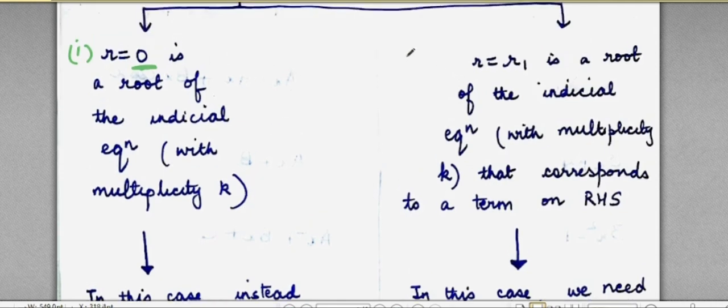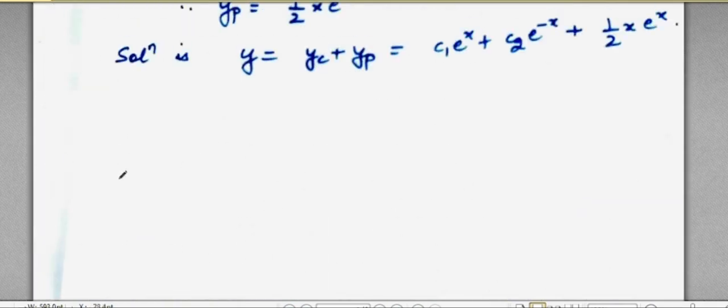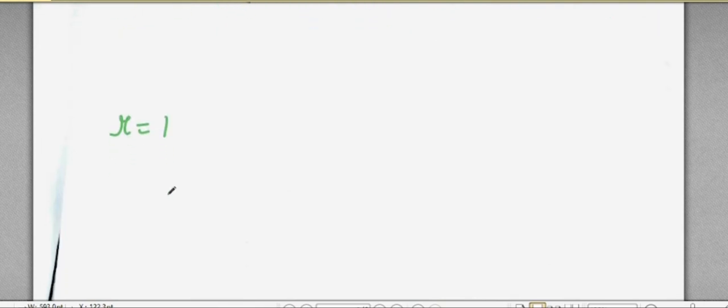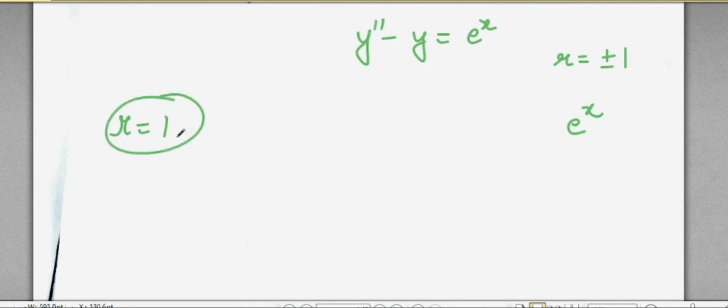The second situation is that there is a root of the characteristic equation which corresponds to a term on the right hand side. What do we mean by that? Suppose r equal to 1 is a root of the characteristic equation and the right hand side already has e to power x. For example, in the question above, y double dash minus y equal to e to power x, we saw that r equal to plus and minus 1 were the roots of the characteristic equation. Now 1 is a root and, in yc, it corresponds to e to power x, and e to power x happens to appear on the right hand side also. So this becomes a special case.